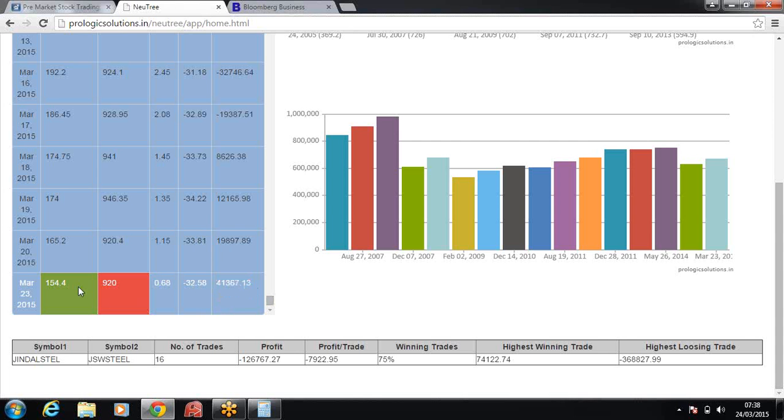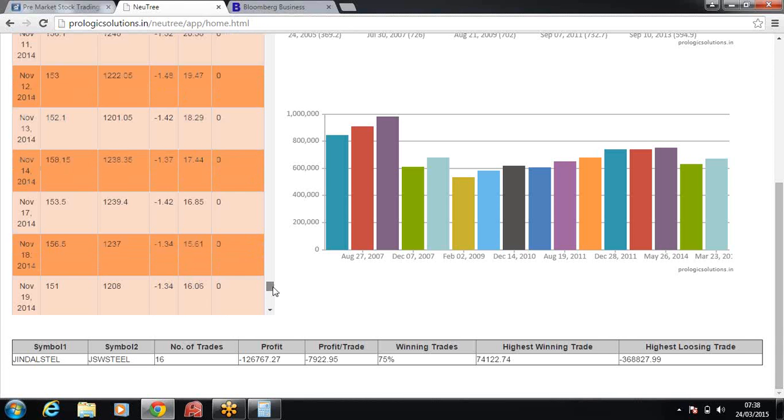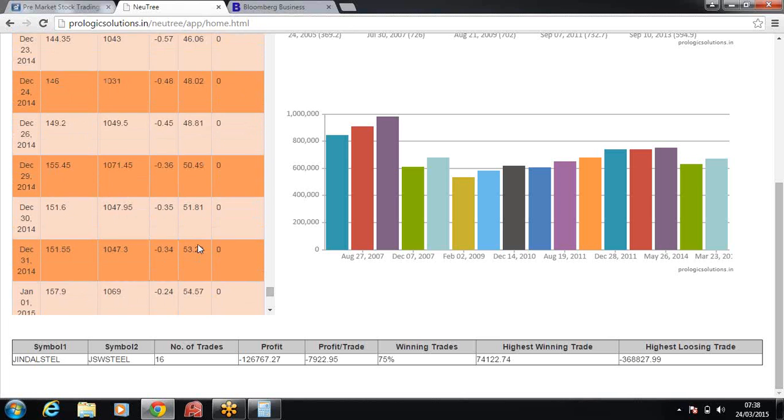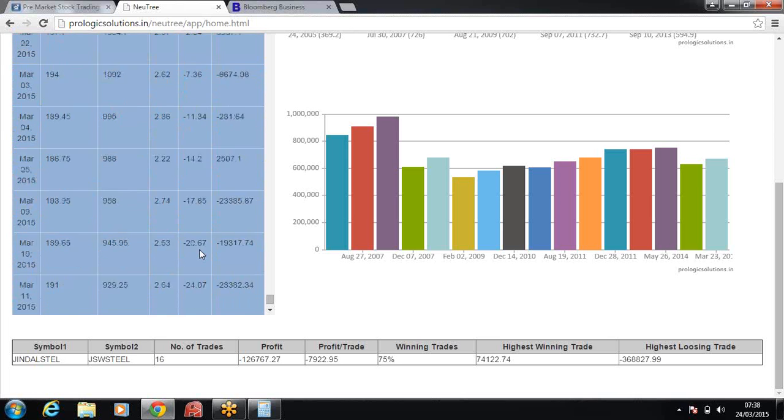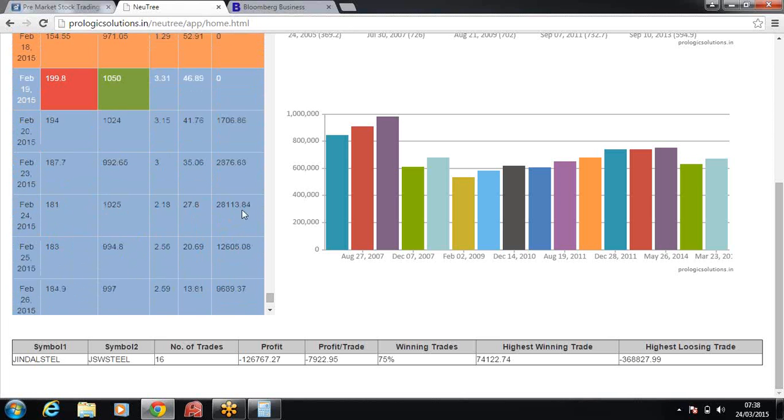So there ends your trade on March 23rd. Now 40,000 here and another 28,000 here. 60-70,000 rupees on one particular trade is your complete profit. So that's how it works.